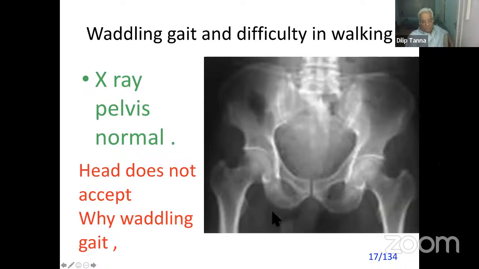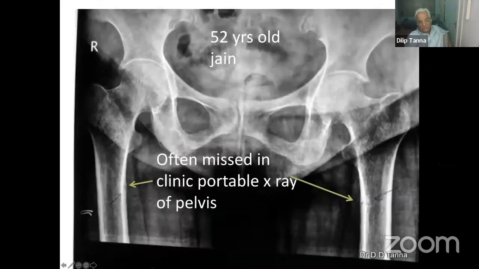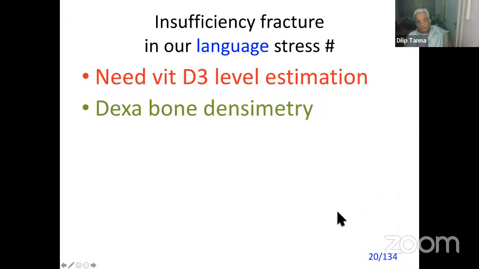If in case it was normal, then we would have gone one step further and asked for an MRI. But this shows it very well. Even this is often missed in a clinical portable X-ray pelvis. If you are in your nursing home and do the portable type of a comparatively not very powerful X-ray machine, you may at times miss it. And that's the reason why it's very difficult to really decide the patient's treatment unless you have the full information. And this can only be decided by the head. Unless you examine the patient, you will always miss it out.